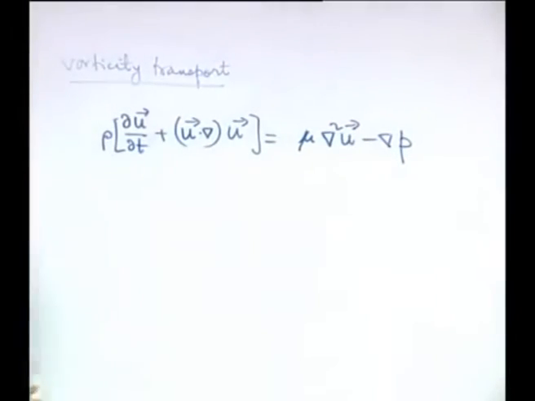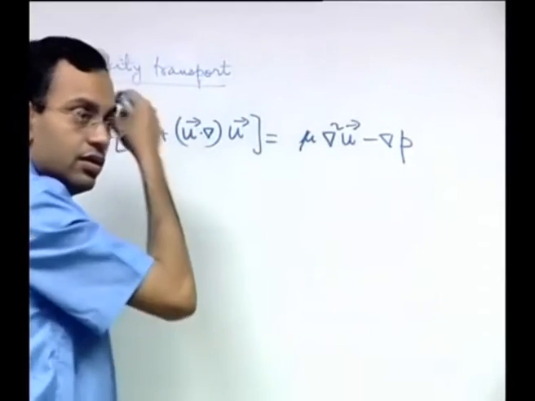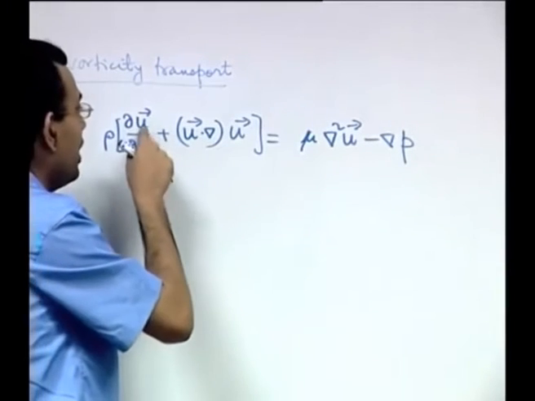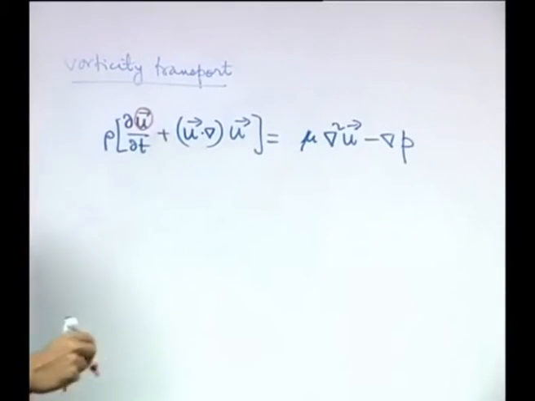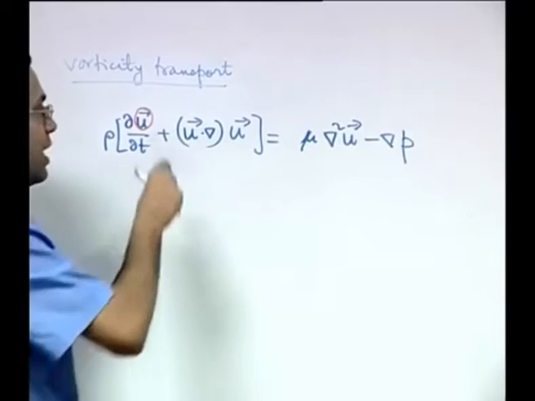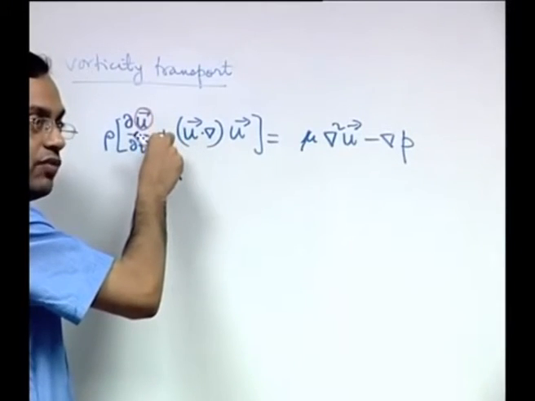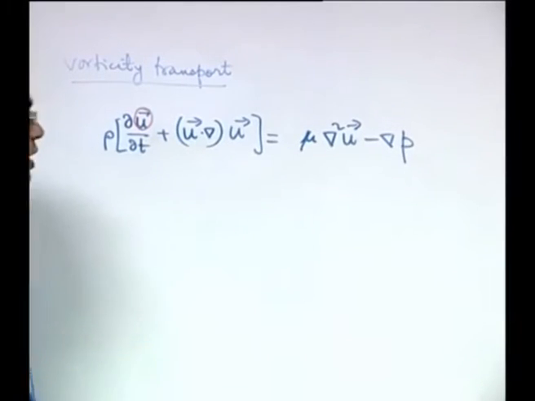So what we have written here is the Navier-Stokes equation without any body force term in vector form. If we have written the velocity vector u as a single term, you can obtain this by finding the vector sum of the x component, y component, and z component of the Navier-Stokes equation.